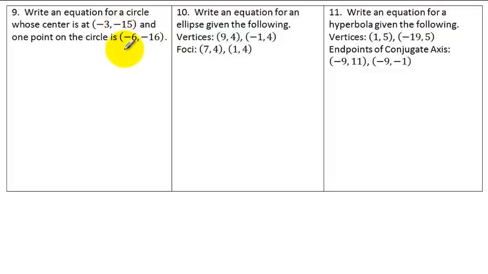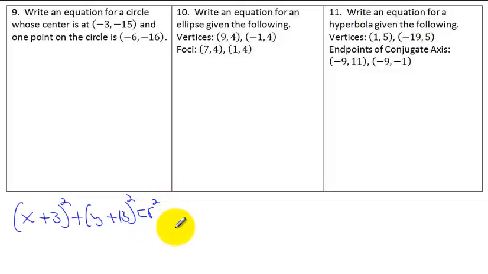Okay, an equation for a circle. We got a center here and a point. What I want you to think about down here is that the equation of this circle would be x plus 3 quantity squared plus y plus 15 quantity squared equals, and then we have some radius squared. So there are a couple of ways of doing this. You could take this x and this y value and just plug it in there and solve for r. Or you could also get the distance between these two points, and that's actually the radius. In fact, let's do it that way.